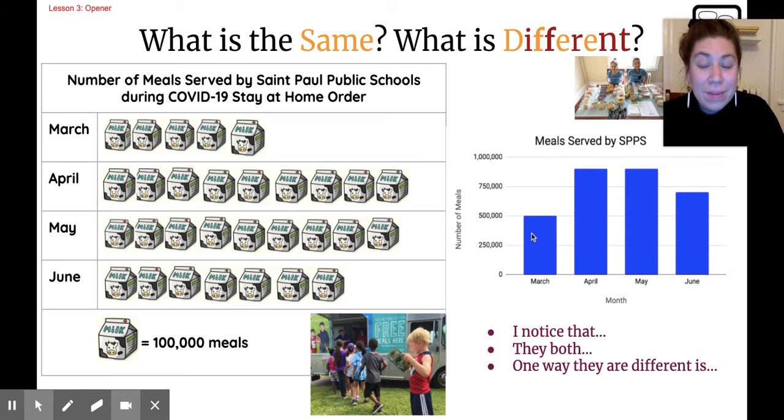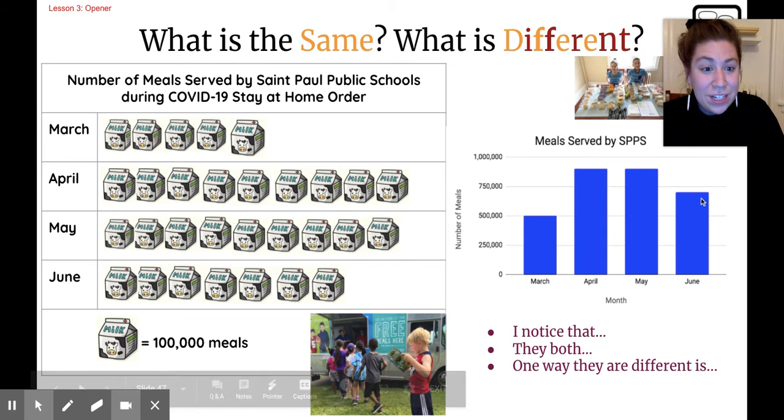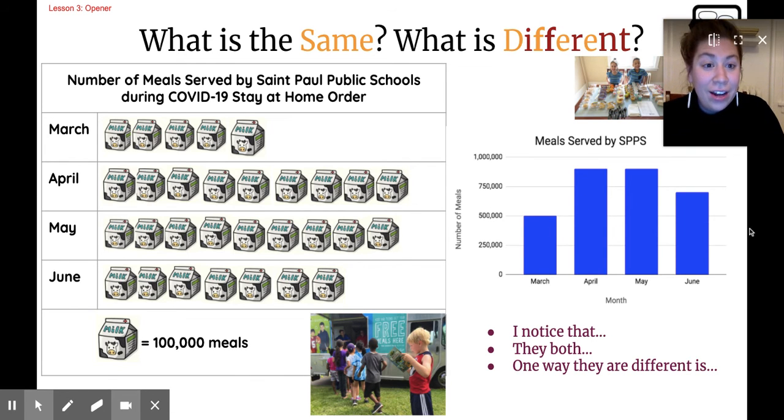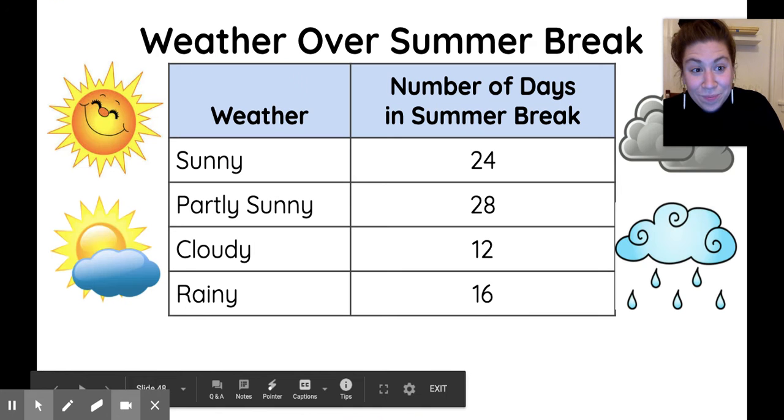And the same information that is in this pictograph is displayed here on the bar graph. Which one do you think is easier for you to understand? I'm sure that we would all have a different answer to that.